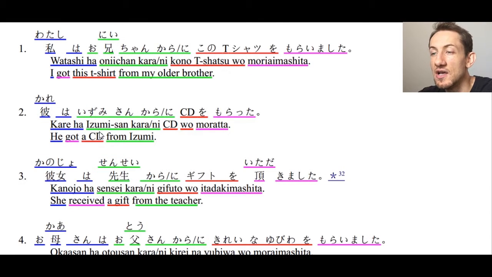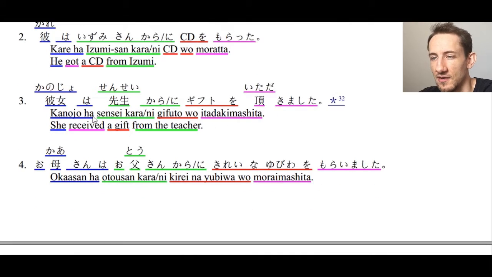But anyway, number 2, 彼は泉さんから CD をもらった. Or 彼は泉さんに CD をもらった. He got a CD from Izumi. And number 3, 彼女は先生からギフトをいただきました。 Or 彼女は先生にギフトをいただきました. She received a gift from the teacher.